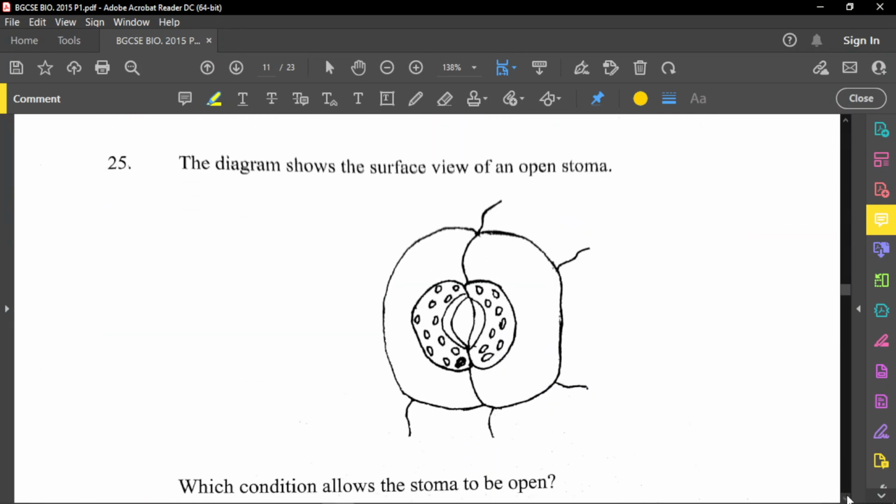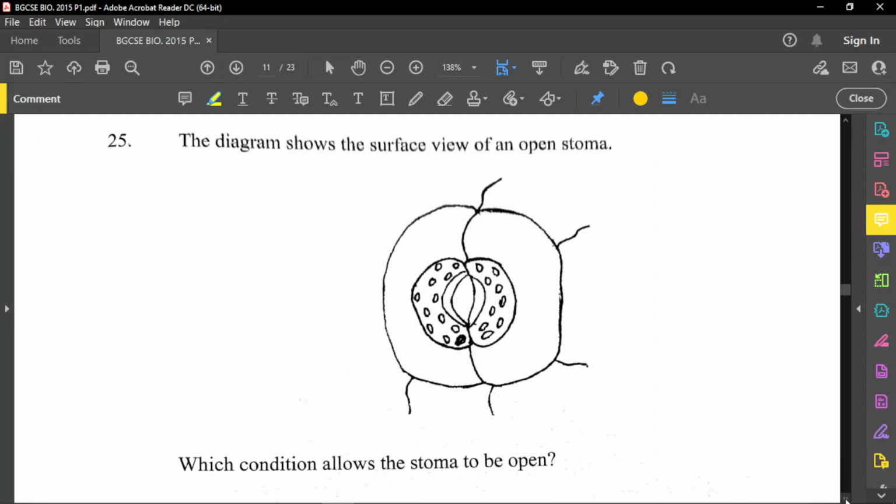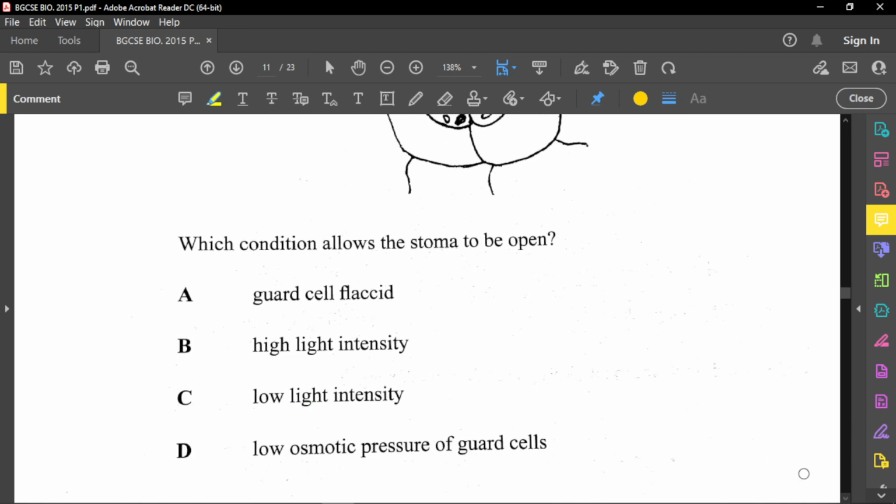So you see the diagram shows the surface view of an open stomata. And remember that stomata controls the rate of transpiration. If they're closed, they decrease transpiration, and when they're open, they will increase transpiration. Also, it is for the exchange of gases as well. And it said, which condition allows the stomata to be open?